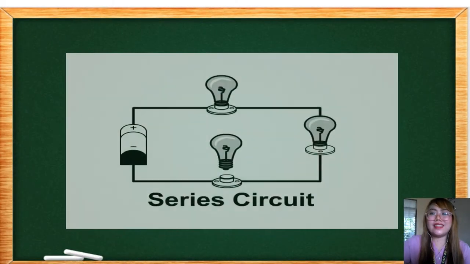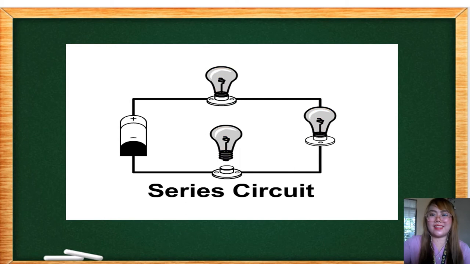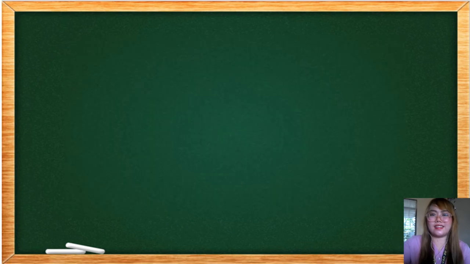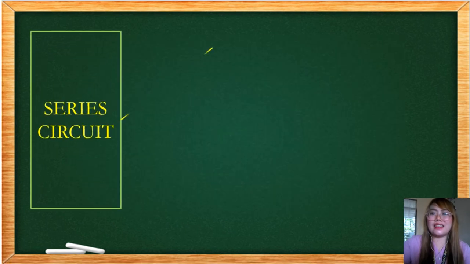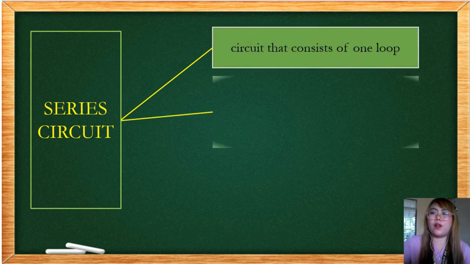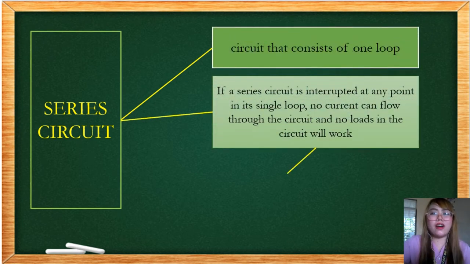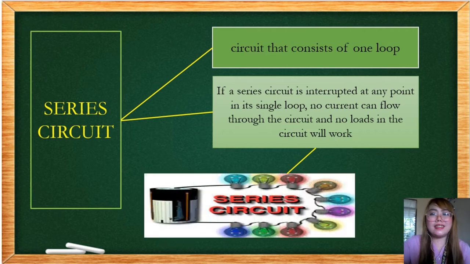First, let's discuss series circuit. In series circuit, if one light bulb burns out, the other light bulb will not work because it will not receive any current. Series circuits are commonly used in Christmas lights. The electrical switch is also connected in series with the light bulbs.